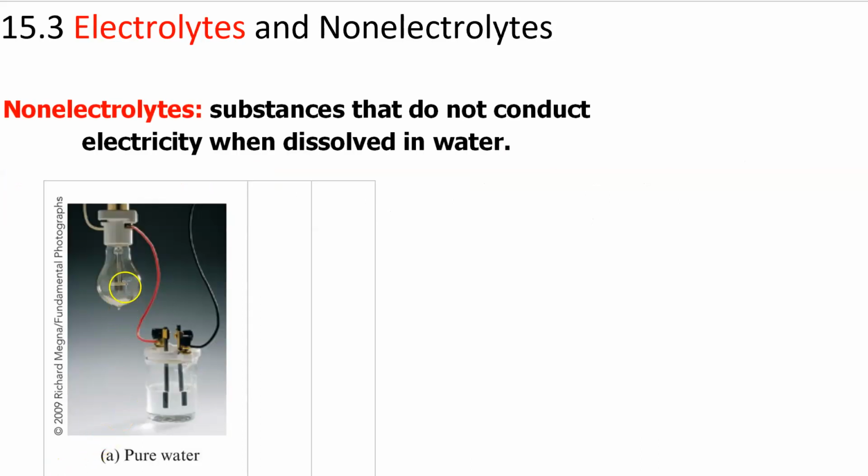Here's a picture showing a light bulb that's hooked up by a wire to an electrode that's immersed in water. And then there's another electrode immersed in water, and this other electrode goes to a battery that then goes to the white wire. So, we know that pure water is not an electrolyte because we do not see the light bulb lighting up.